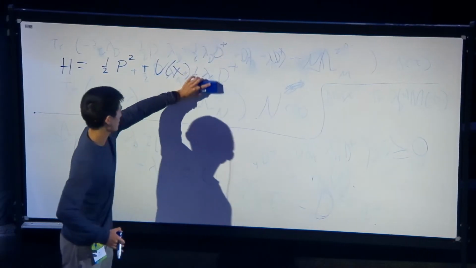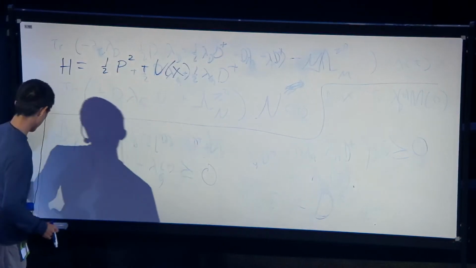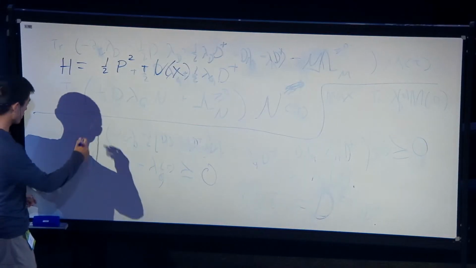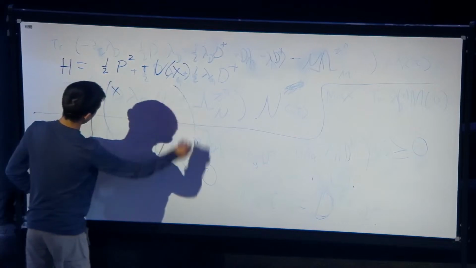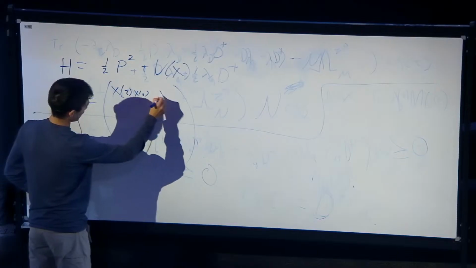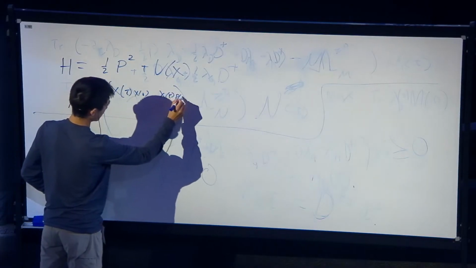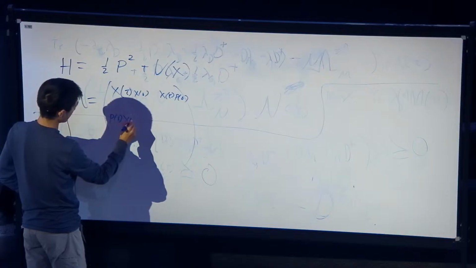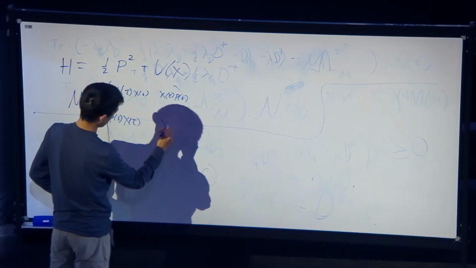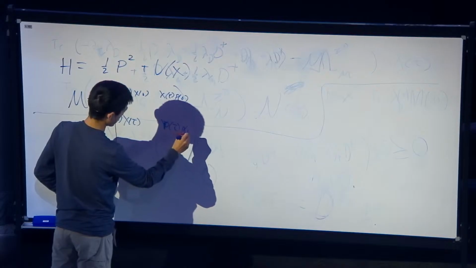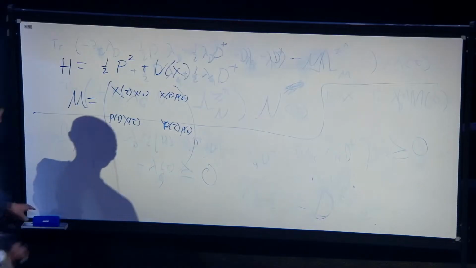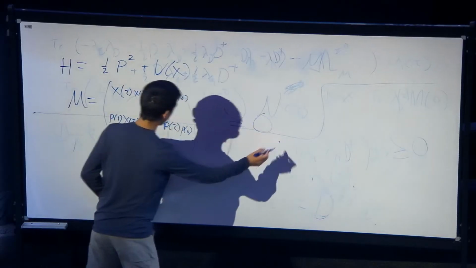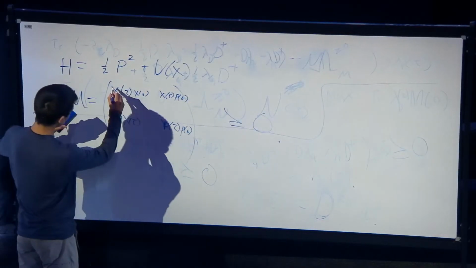You can think of X as either a matrix or just as an ordinary position of a quantum particle. We consider the following matrix, M, with entries X tau X0, X tau P0, P tau X0, and P tau P0. It's just a 2x2 positivity matrix where we chose O1 to be X and O2 to be P. And this matrix is positive semi-definite for all tau.